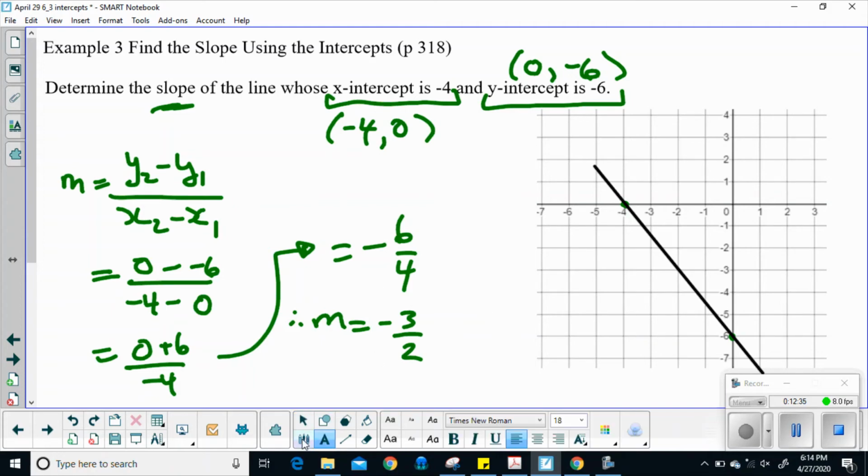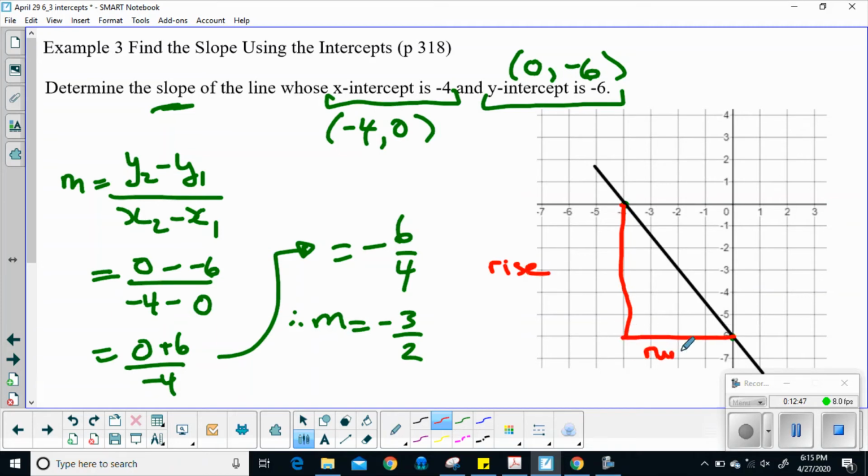And let's just check. We needed our slope. So there's my rise. Here's my run. Let's count it out here. So 1, 2, 3, 4, 5, 6. So I went down 6. And I went to the right 1, 2, 3, 4. 4. Negative 6 over 4. And if I made my triangle smaller, I have a rise of negative 3 and a run of 2. So there's my reduced fraction. Nice work.